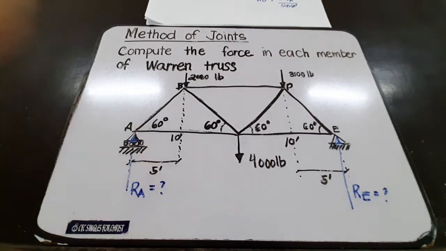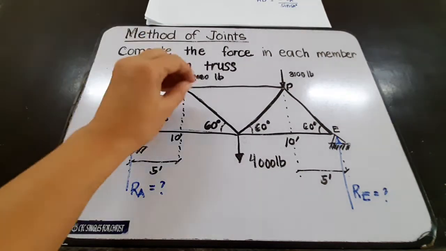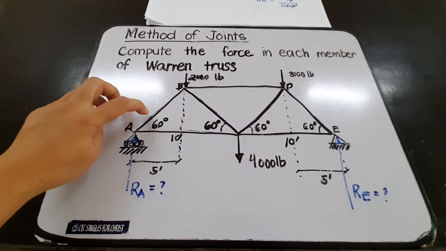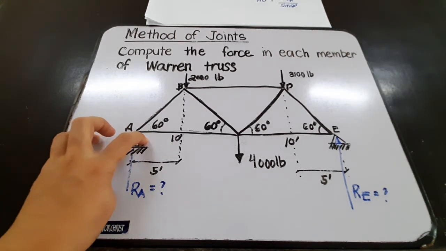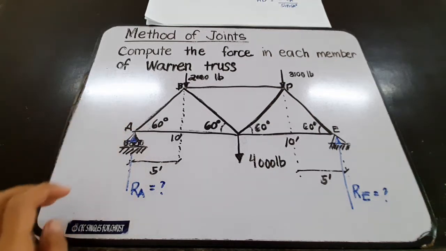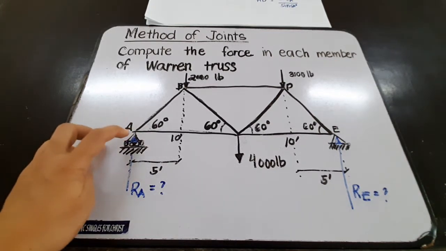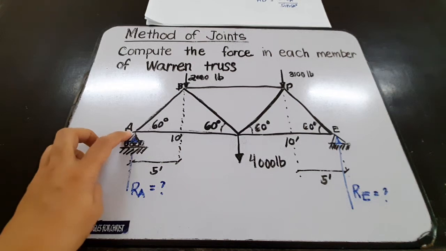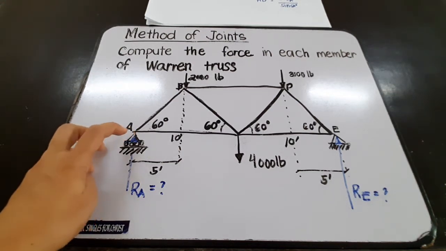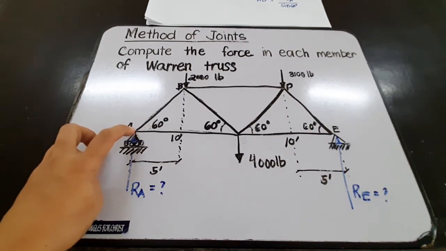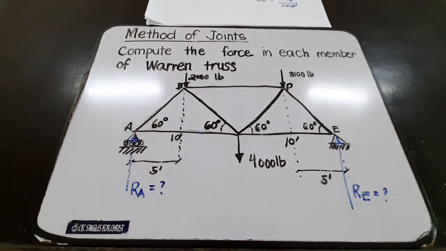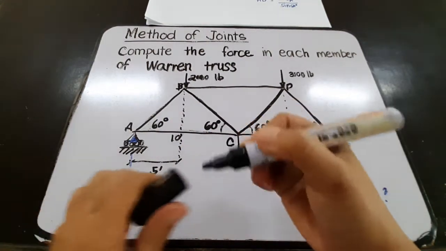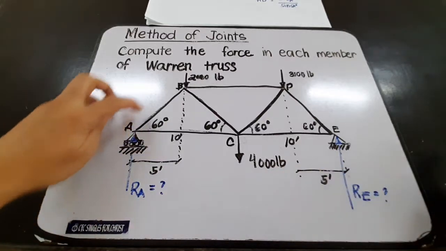We take the free body diagram of each pin and represent the forces acted upon by these members in the free body diagram. So say for example, we focus our attention at roller A or at this joint A. So the forces that will be involved are the force RA, the force of this member, this is AC, and the force of member AB.